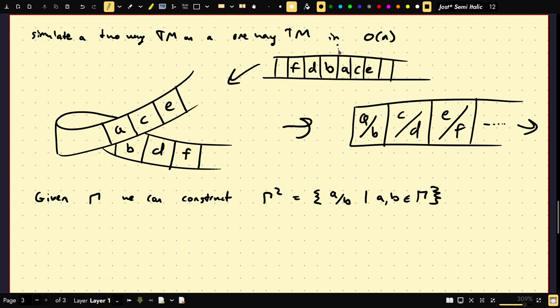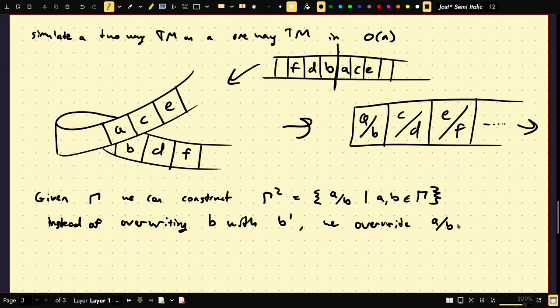So there's some invisible axis here, you can assume. And if we would move left in this Turing machine, we're actually going to move right, but then compute on the bottom. So let's say we were to write B and replace it with B prime. Instead of overwriting B with B prime, we overwrite A slash B with A slash B prime. This is the way we simulate the two-way tape on the one-way tape.